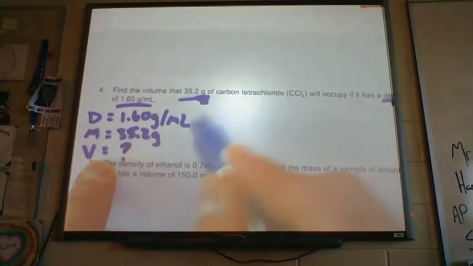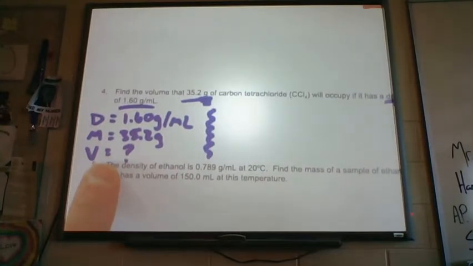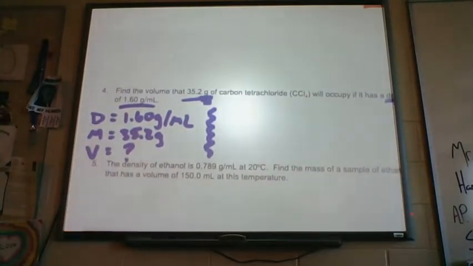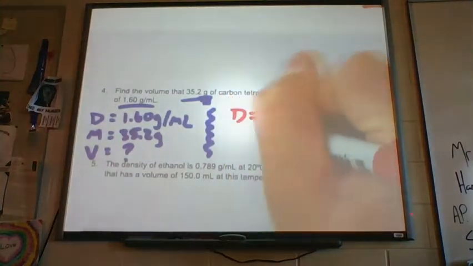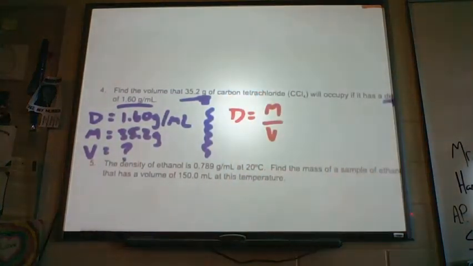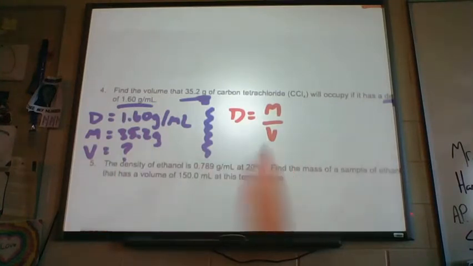So that's what we don't know. All right, find the volume. So that is your first step. You must be picking out your variables and connecting the numbers to those variables. So as you guys recall, this is our equation to solve any density type problem. Now here, I'm trying to solve for volume. So I need to get volume by itself.